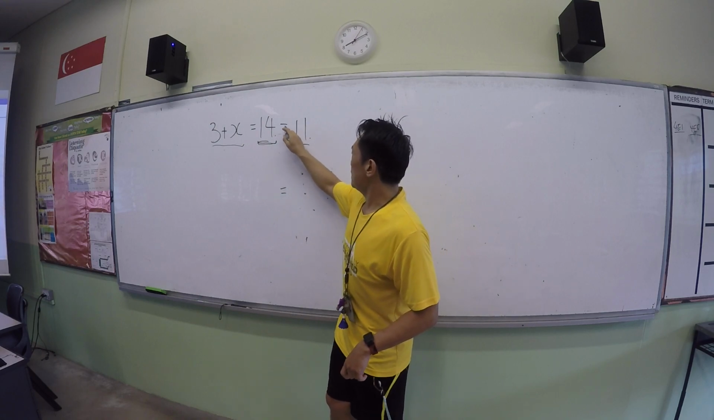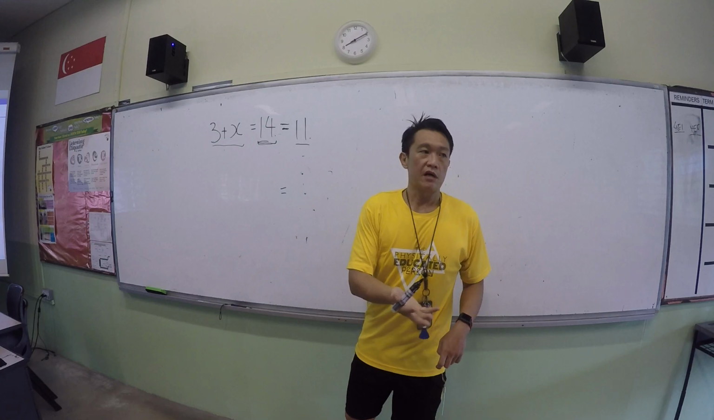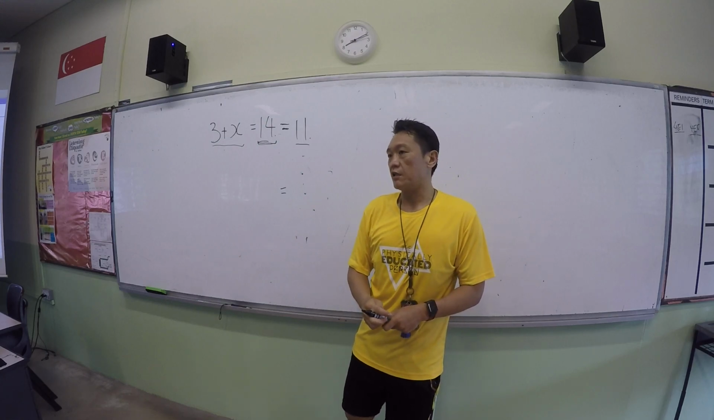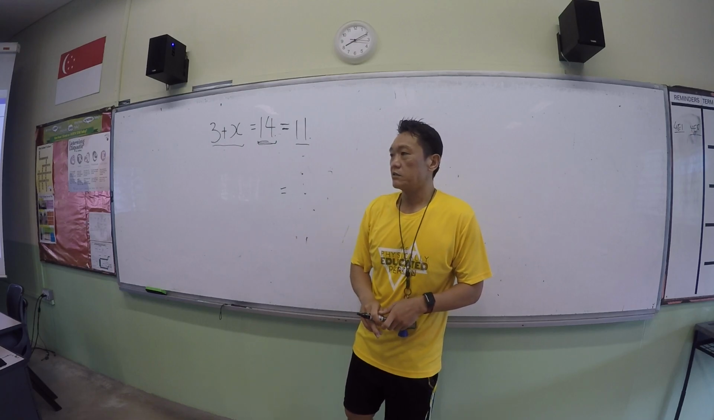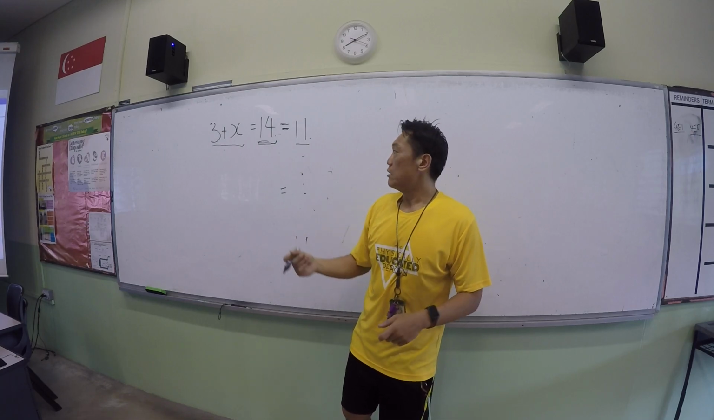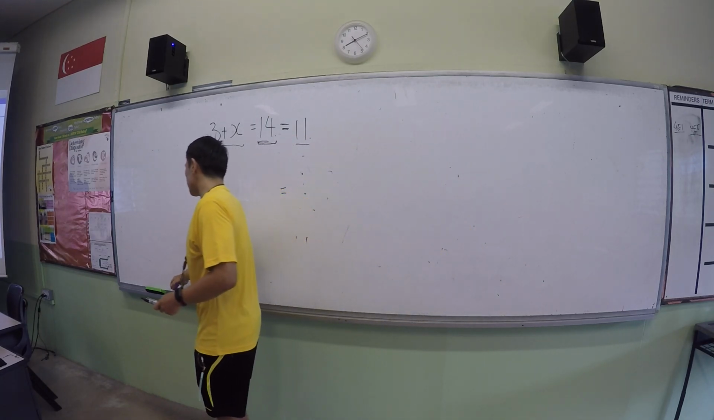But now you are saying 14 is the same as 11. How can 11 be the same as 14? I give you $11, you give me $14. Cannot, right? Okay? So that is the wrong way to use your equal sign.